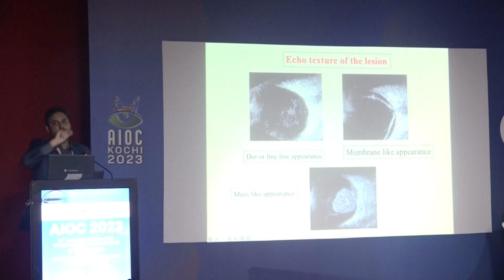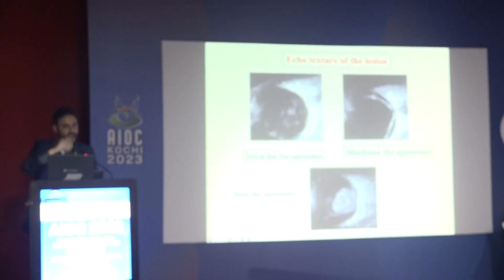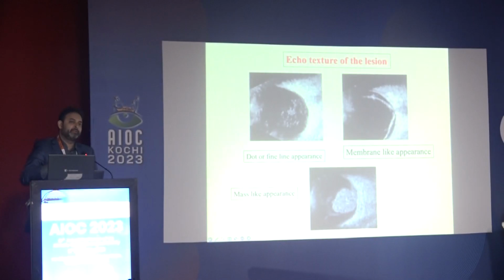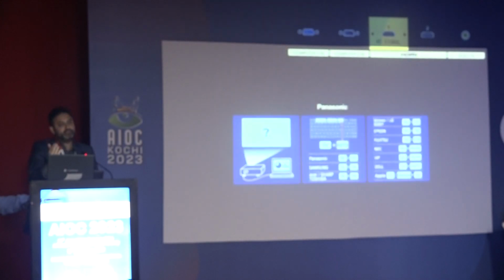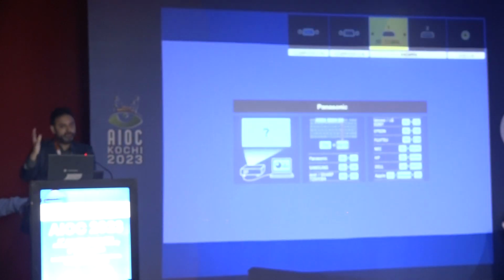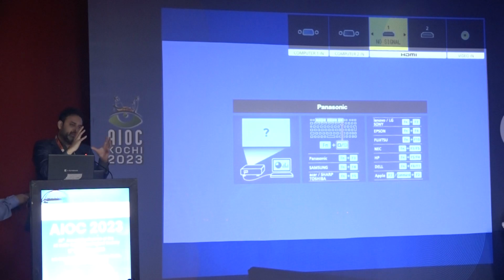Whether there are multiple white dots, so predominantly, is it a dot-like appearance? Whether there's a membrane, the membrane can be close to the retina, in the mid-vitreous, there can be multiple membranes. So either dot-like echos, membrane-like echos, or mass-like structures. And the mass-like structures can again be either solid or they can be cystic appearing.